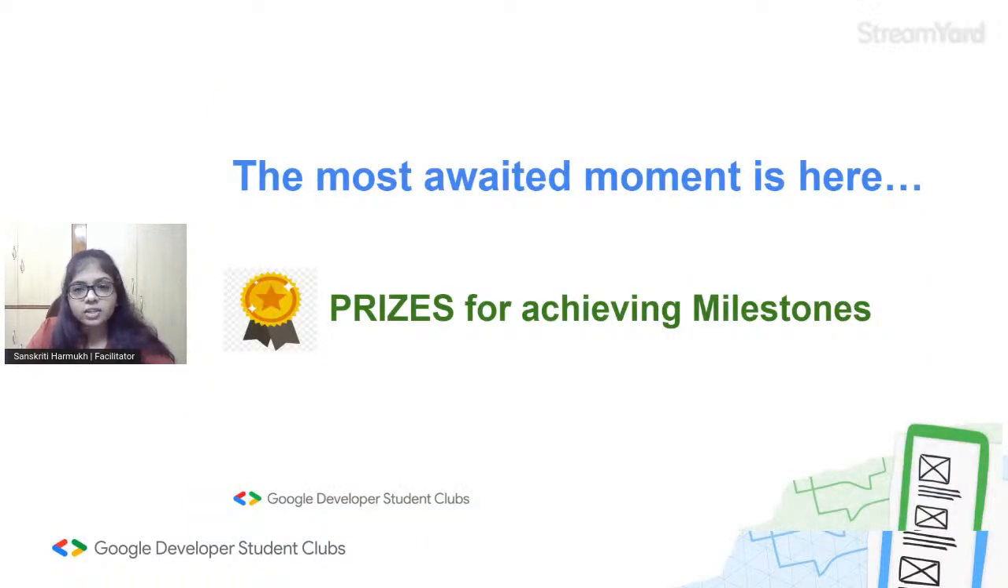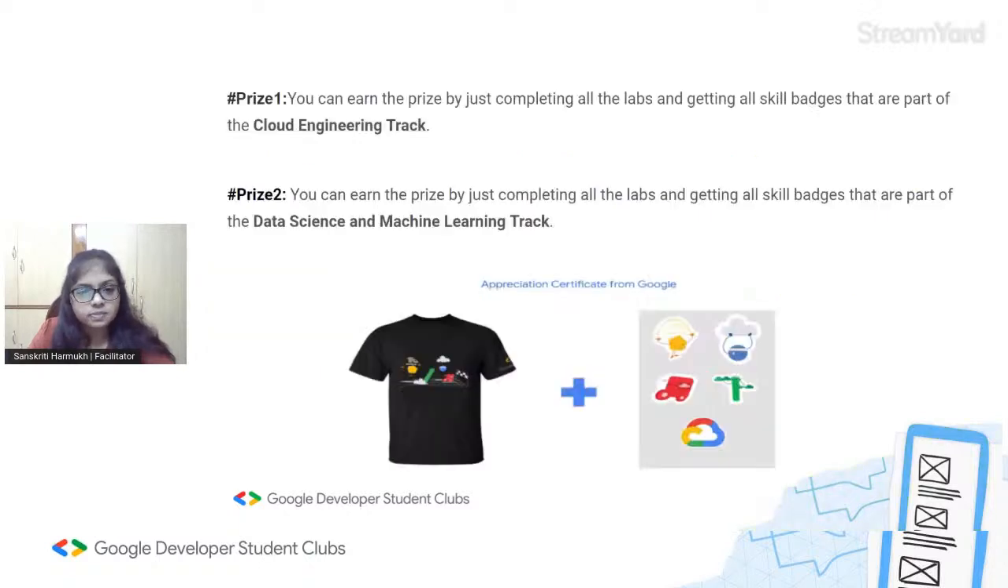Now, here we'll be revealing the prizes. The most awaited moment is here, and what prizes you will be receiving after achieving a certain set of milestones. Now, let's look into it. Prize one: you can earn the prize by just completing all the labs and getting all skill badges that are part of the cloud engineering track. We'll be discussing the two tracks that are involved in this particular program and how you can earn those prizes by completing the labs and the skill badges.